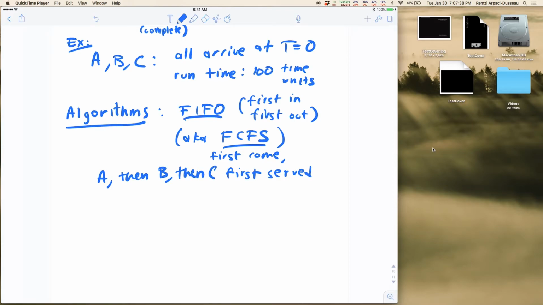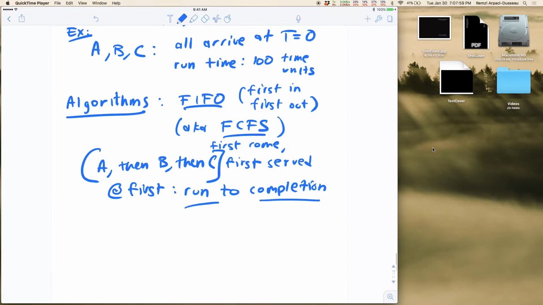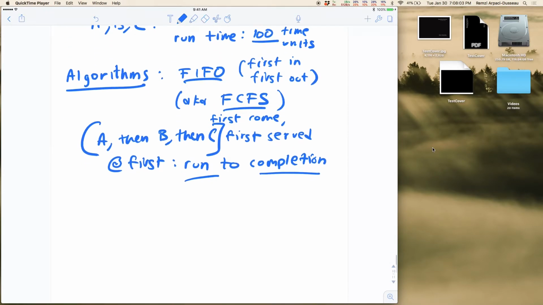And what we'll do, at first, is just do something called run to completion. So we know we have the ability to switch between processes, but at first we won't do that. We'll just run to completion. So when we run A, we're going to run till it's done, then we're going to run B till it's done, and then run C till it's done. So let's look at A, B, and C and how they're going to do. Remember, they run for 100 time units each.